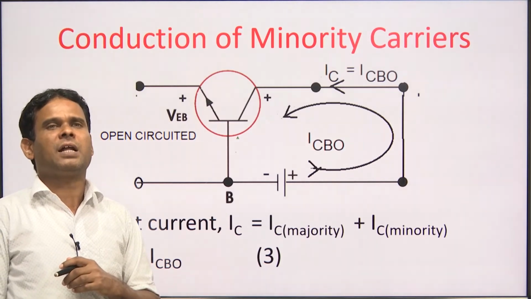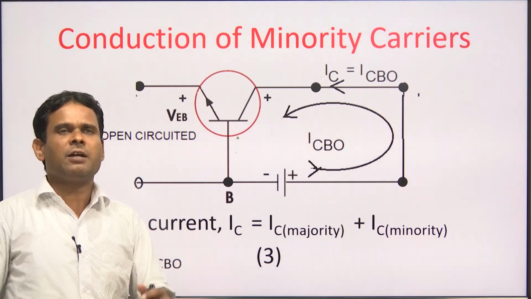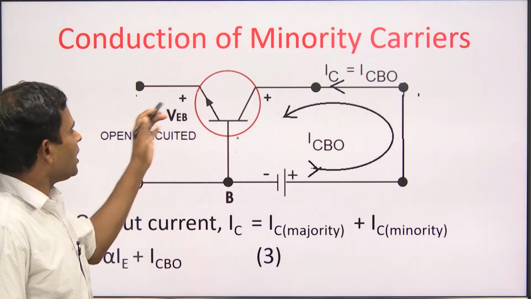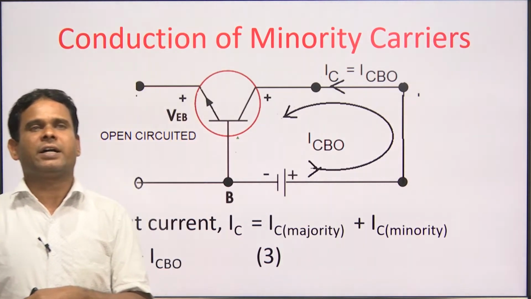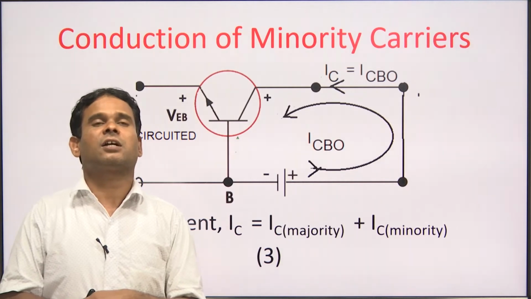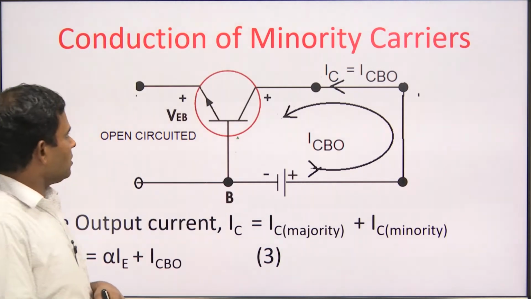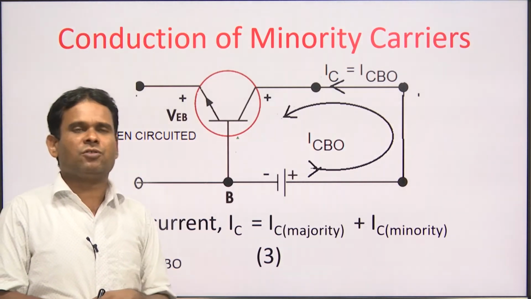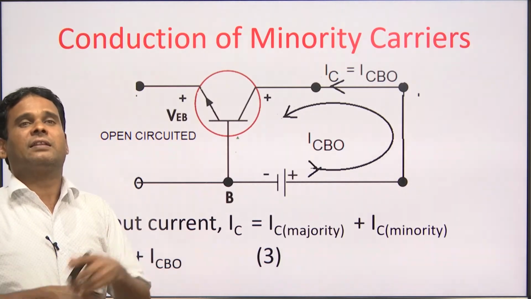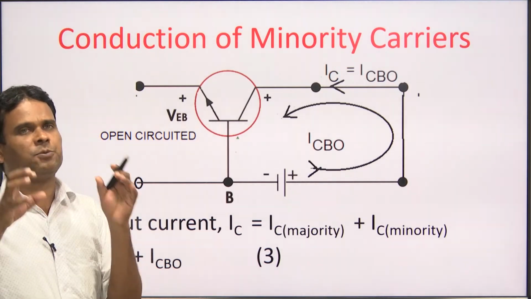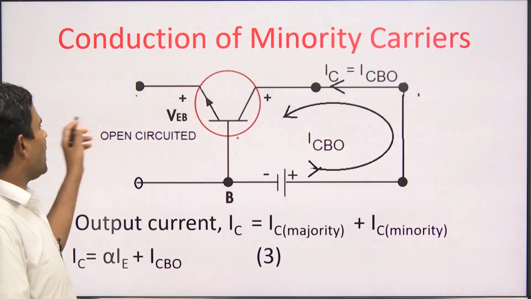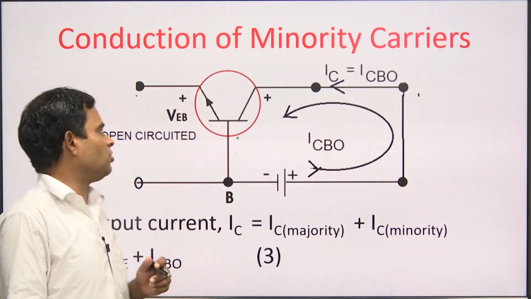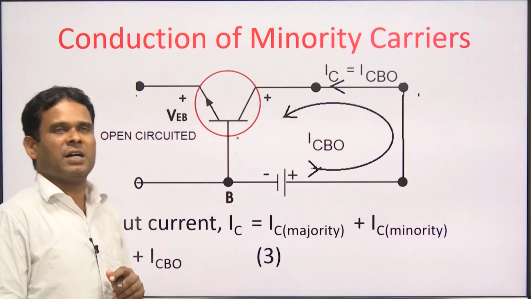Why does the emitter terminal have to be open circuited? Because in the presence of majority carriers, we cannot identify the conduction of minority carriers, since the number of majority carriers is more than that of minority carriers. So, to observe the conduction of minority carriers, we have to cut off the supply of majority carriers, so we have open circuited here.